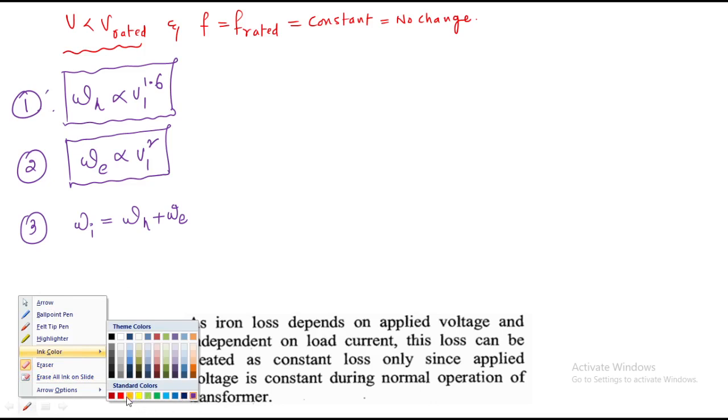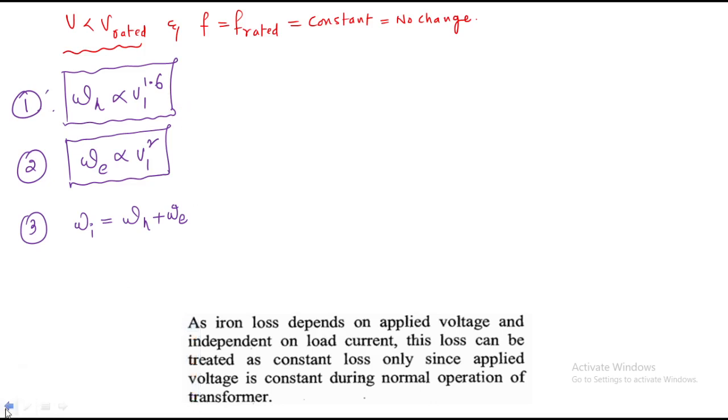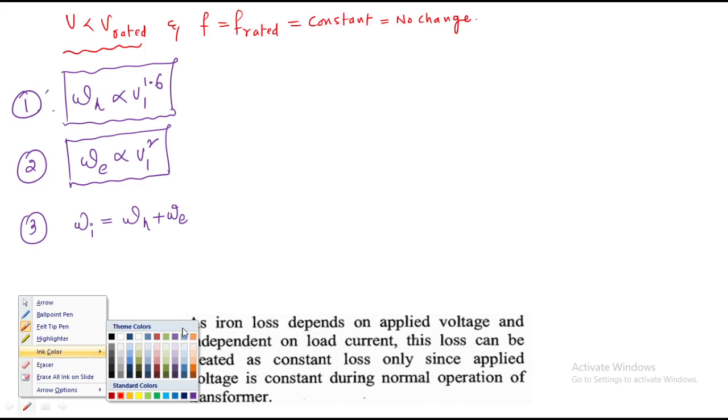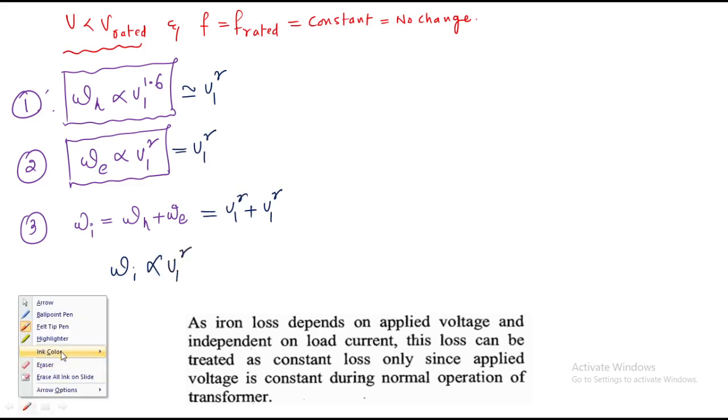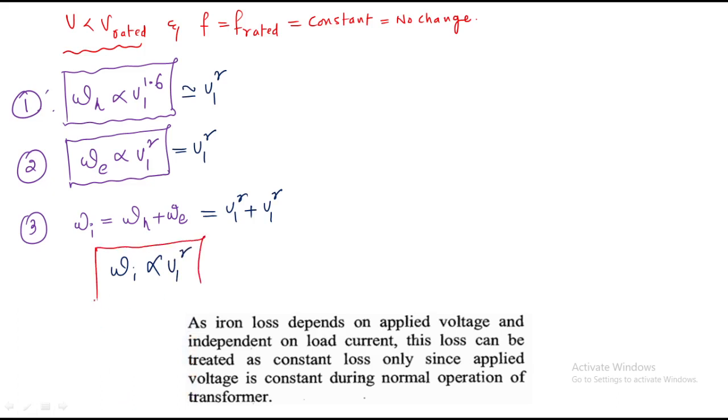Now then, I am going to make a change. So V1 power 1.6 is approximately equal to V1 square, right? This is equal to V1 square, so V1 square plus V1 square. So W_e is proportional to what? Supply voltage square. This is a very important observation.